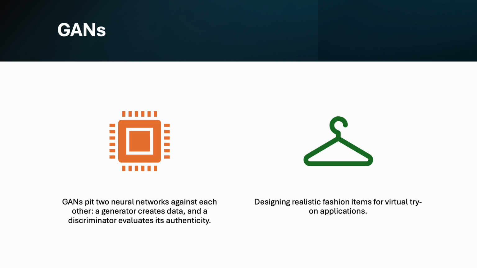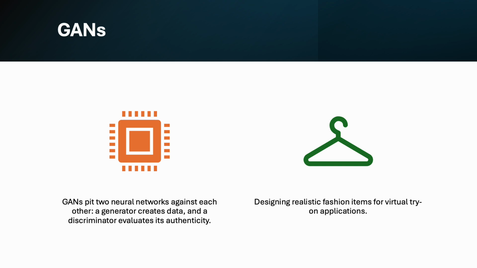GANs pit two neural networks against each other. A generator creates data and a discriminator evaluates its authenticity. Designing realistic fashion items for variety or virtual try-on applications is an example of GANs. So let's look into GANs with a very little example to understand it in more depth.